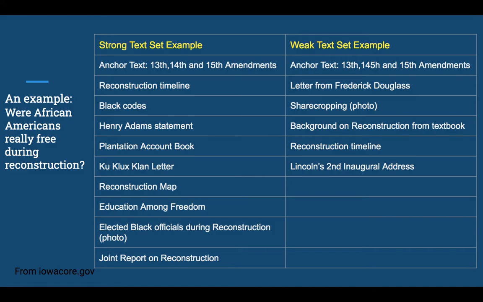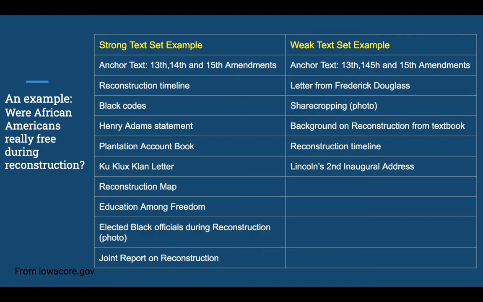What I wanted to point out is what makes the strong one strong, other than the fact that it's obviously much longer. The weak text set is not without merit. Anything that has Frederick Douglass in it has merit, right? But the connections are kind of tangential. It's not clear why the teacher chose one to support the students' knowledge building. The stronger set is more focused.